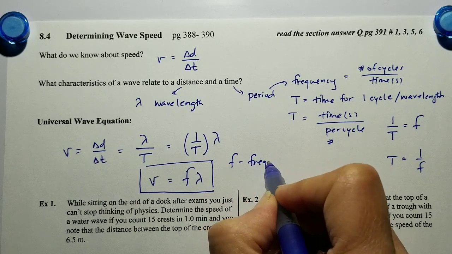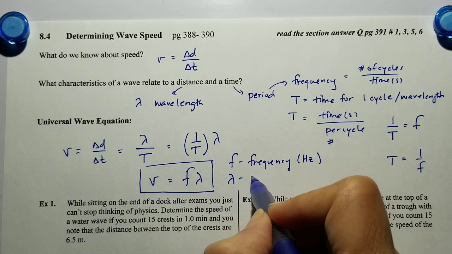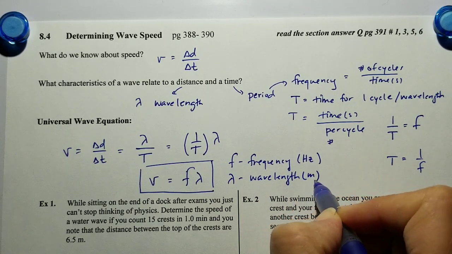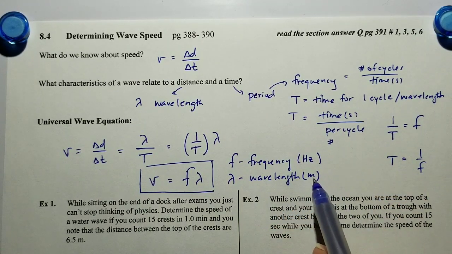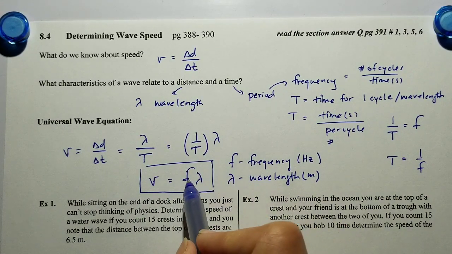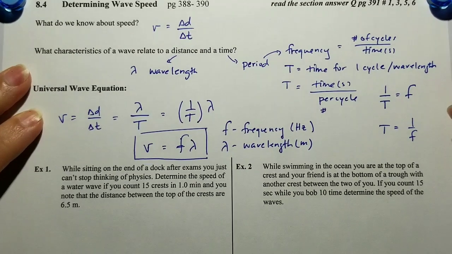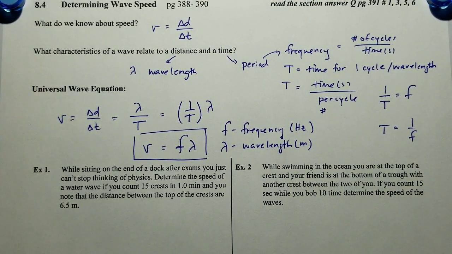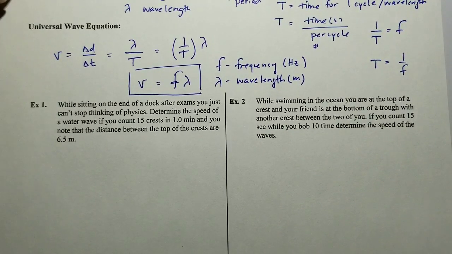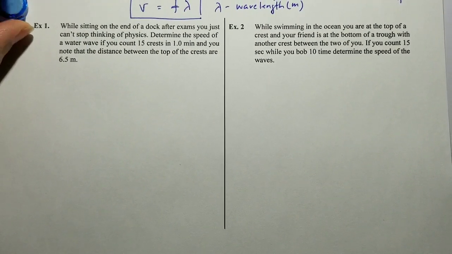So this is frequency, and that's in hertz, which is per second, and lambda is the wavelength in meters. And if hertz is per second, then speed will be meters per second, because hertz is 1 over seconds. All right, so we'll do some examples with that. So if you want to take a second and pause there to copy that out if you're listening. All right, so on to our examples.